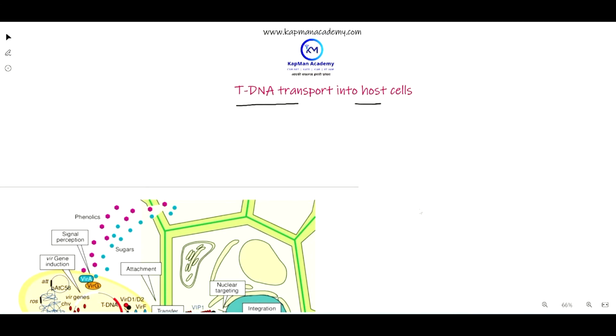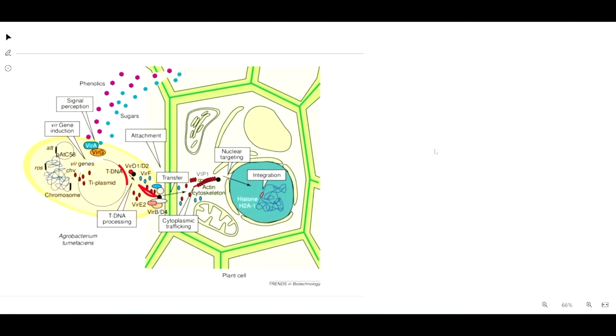Right, so we already know tDNA is a part of the Ti plasmid, which is present in the Agrobacterium tumefaciens cells, right? And we also know that the wounded plant cells release some molecules like phenolics and sugar molecules, which leads to the activation of VirA and VirG genes, which leads to the activation of Vir gene expression. And as the Vir gene expression starts, it leads to tDNA production, right?